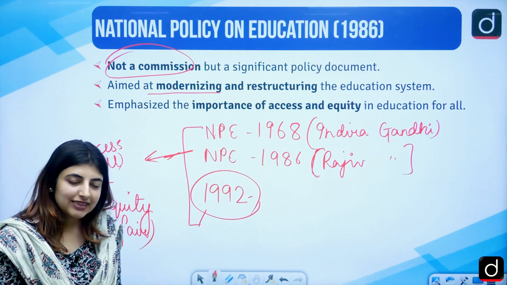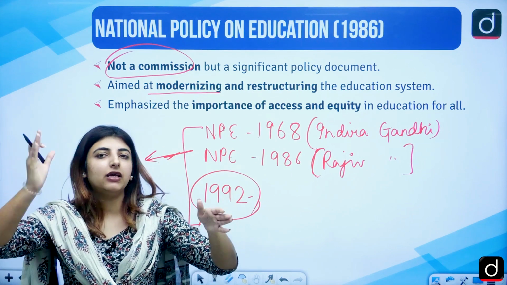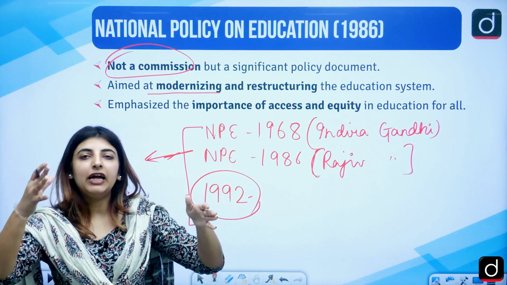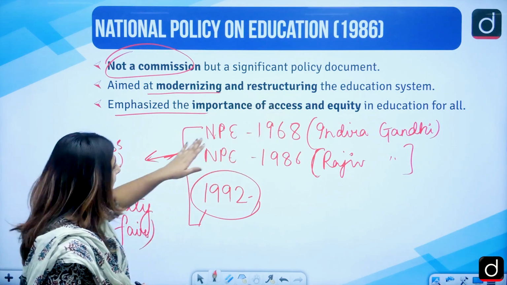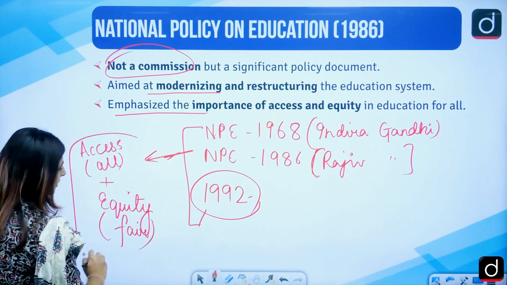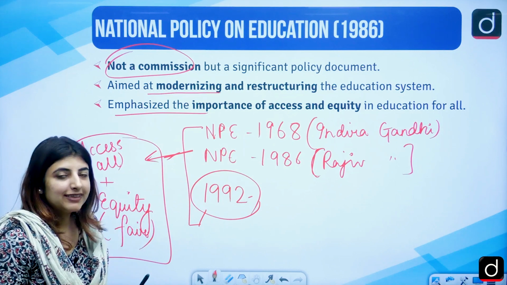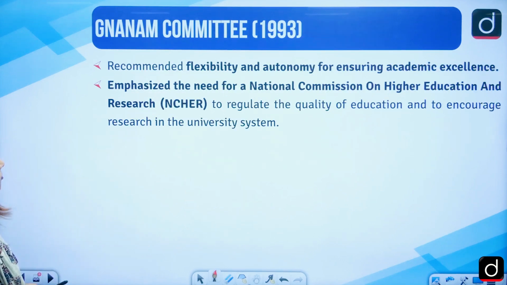Trying to modernize it, and basically drawing a parallel between the pre-independence commissions, which were not totally talking about any kind of modernization, emphasize the importance of access and equity. So this was one thing which has been introduced to the NPE, which was a policy and not a commission per se. So you can make a different box there on your notebook and try to write it.